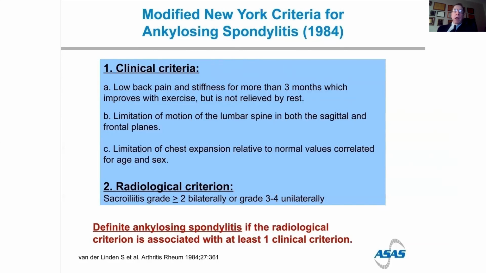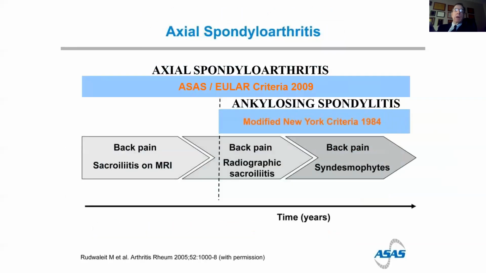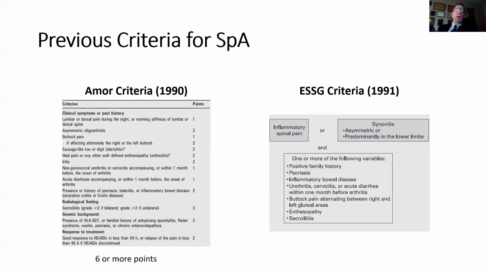And of course, the sine qua non, the radiologic criterion of at least bilateral grade 2 sacroiliitis, or unilateral grade 3 and 4. And of course, you had to have the radiologic criteria and at least one of the clinical criteria. That changed because of the realization that it takes 7 to 10 years from the time that the inflammatory back pain actually begins until the x-rays actually turn positive. And then even later than that, we'll see the development of syndesmophytes. And these people, as you will see, were pretty much disabled even before the x-rays turned positive.